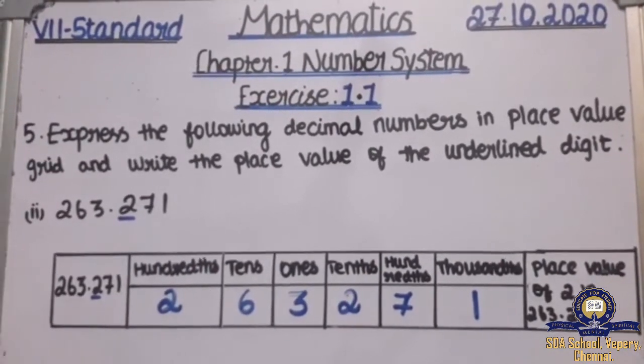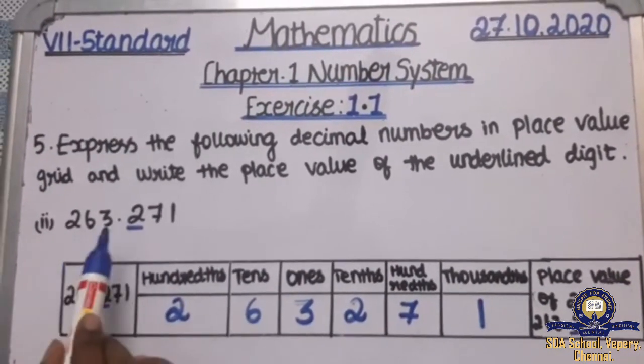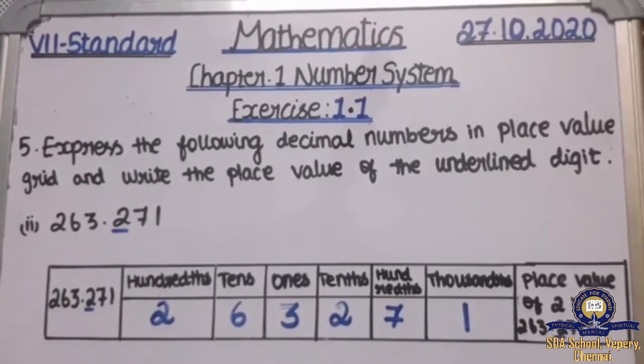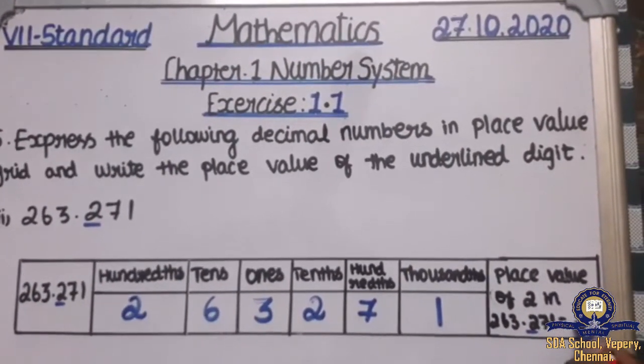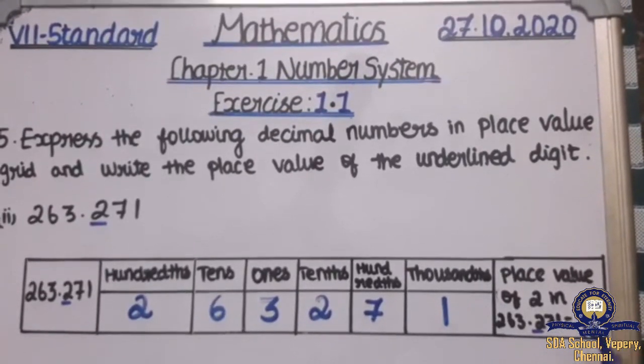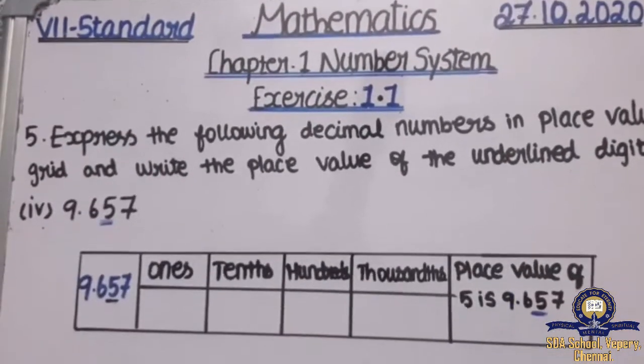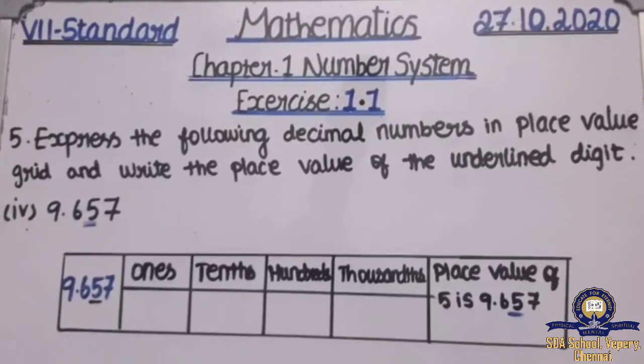So what is the underlined digit here? 2. 2 is in which place? It is in the tenths place. So we can write it as 2 divided by 10. Okay, students? Now we move on to our next division.